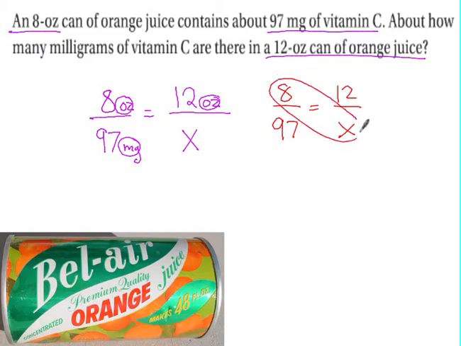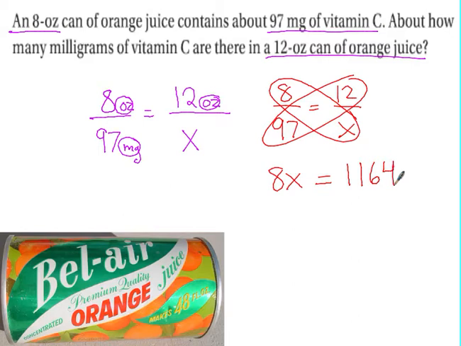We're going to lasso 8x equals, and we're going to lasso, we have 12 times 97. Well, 12 times 97 is 1,164. Now, we're going to divide both sides. We're going to divide that by 8. And we get, and you can use your calculator here, 145.5.